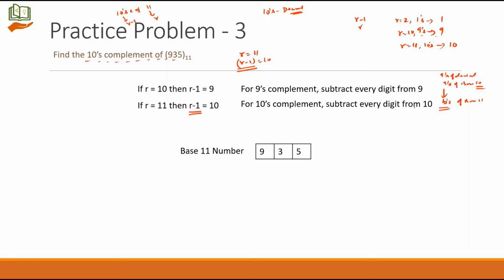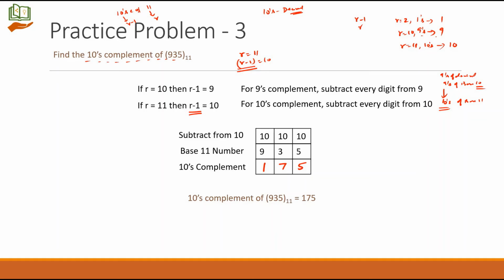Now let's take the base 11 number 935 as given in the question, and now let's subtract from 10. What is the tens complement? 10 minus 5 is 5, 10 minus 3 is 7, 10 minus 9 is 1. The tens complement of the base 11 number 935 will be 175.